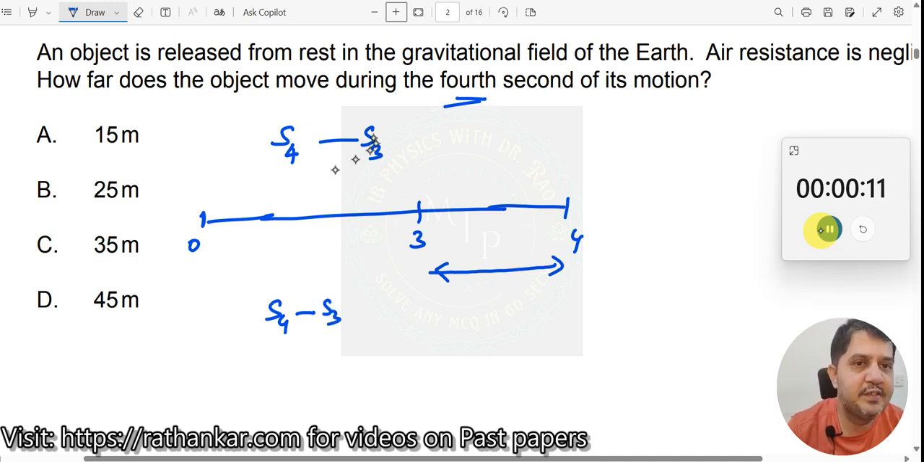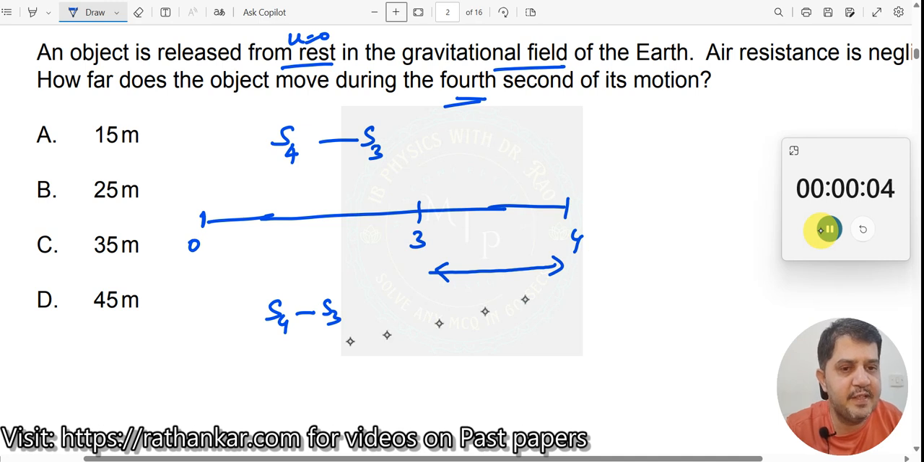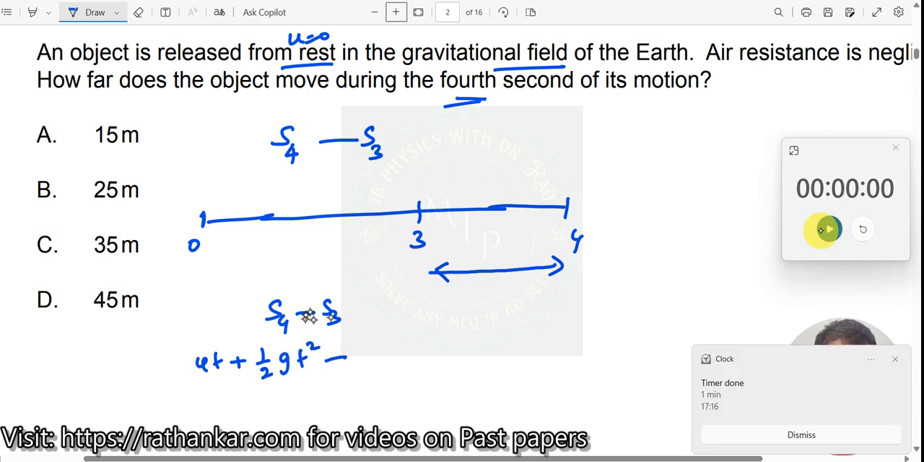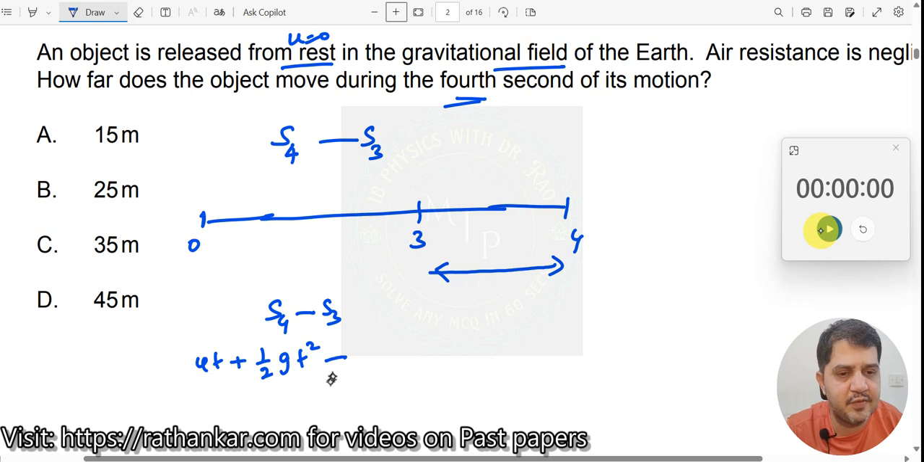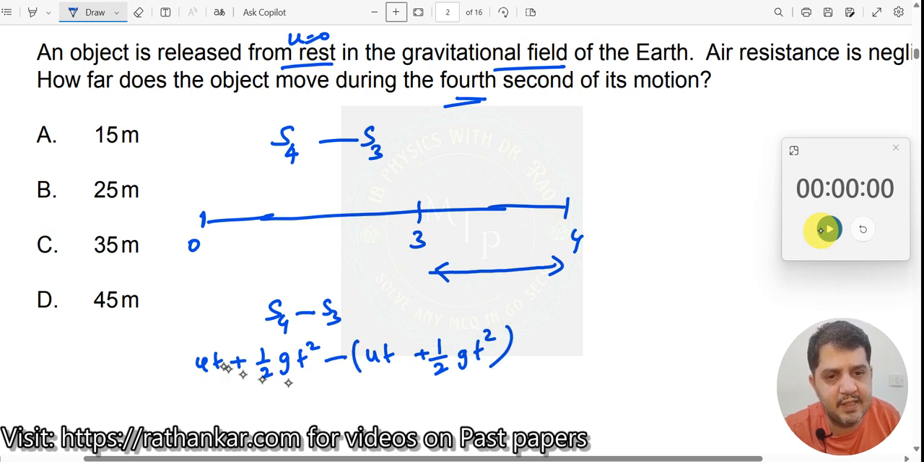Now since the object is released from rest, u equal to 0 in the gravitational field, which means you can find S4 is equal to ut plus half gt square, minus S3, which will also be ut plus half gt square. But what is the difference here? I cannot cancel both of them. The difference is that u is equal to 0 always. You can cancel these two terms, they go away because u equal to 0, not because I am cancelling here.